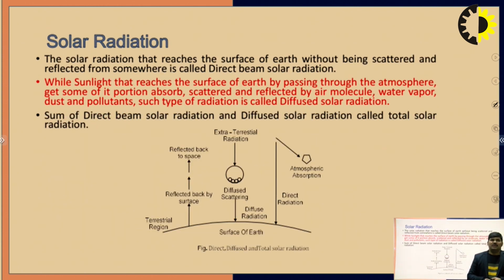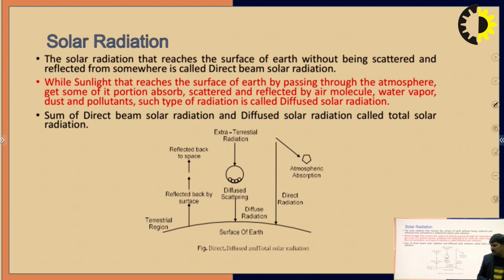Solar radiation that reaches the surface of the Earth without being scattered or reflected is called direct beam solar radiation. While the sunlight that reaches the surface of the Earth by passing through the atmosphere, some portion of it is absorbed, scattered, and reflected by air molecules, water vapor, dust, and pollutants. Such radiation is called diffuse solar radiation. The sum of the direct beam solar radiation and diffuse solar radiation is called the total solar radiation.